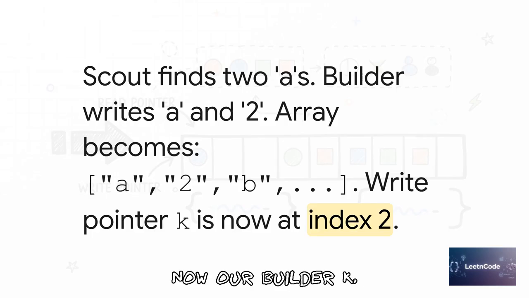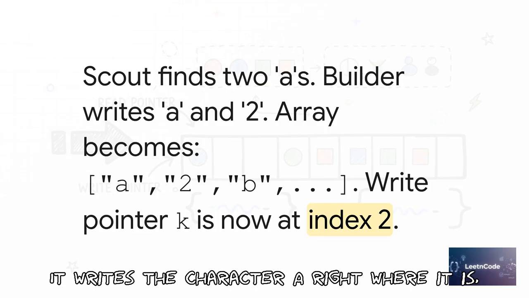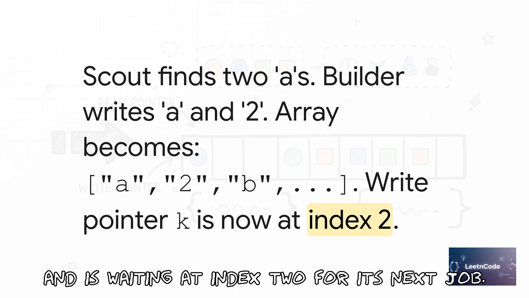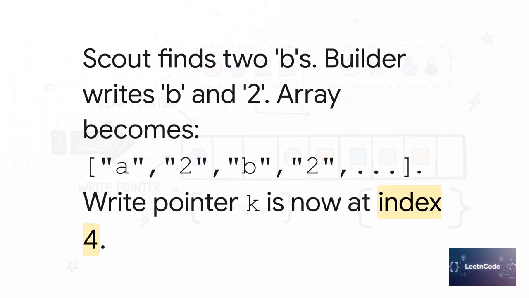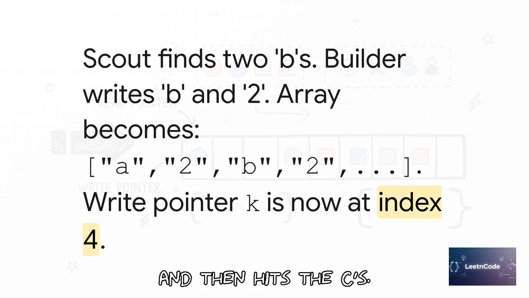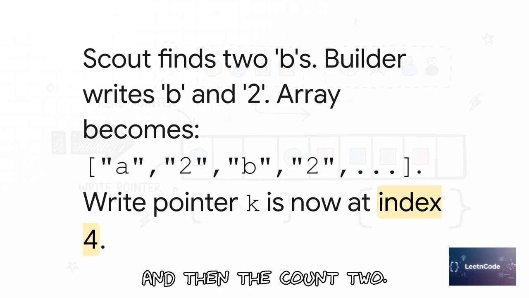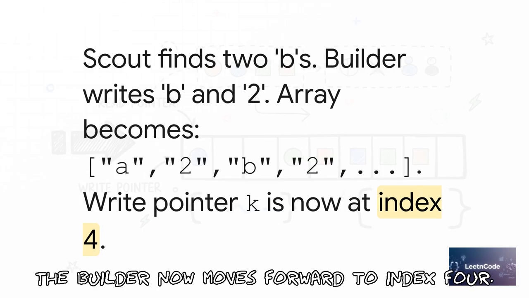Now our builder K, who's been waiting at the start, gets to work. It writes the character A right where it is at index 0, and then writes the count 2 at the next spot, index 1. The builder has now moved up and is waiting at index 2 for its next job. And the process just repeats. The scout picks up right where the last group ended, at the first B. It finds 2 Bs and then hits the Cs. It reports back again. Our builder K, patiently waiting at index 2, writes the character B and then the count 2. The builder now moves forward to index 4.